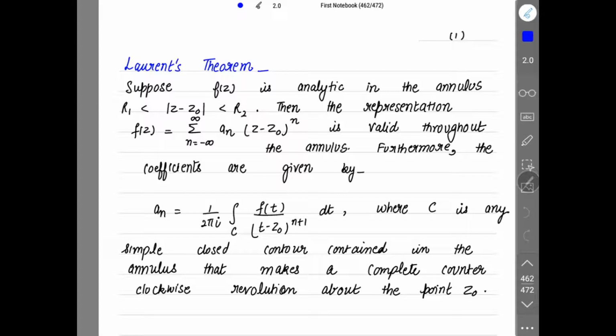Furthermore, the coefficients are given by a_n is equal to 1 over 2 pi i integral over C of f(t) over (t minus z0) to the power n plus 1 dt, where C is any simple closed contour contained in the annulus that makes a complete counterclockwise revolution about the point z0. Let me explain this with a diagram.